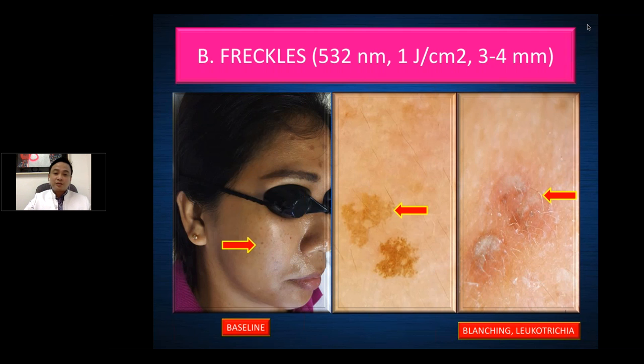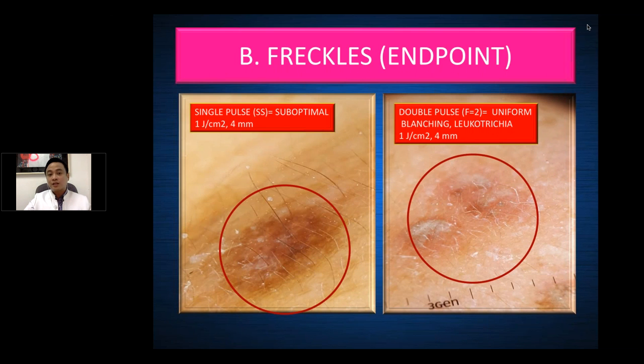However, in my practice, I sometimes use dermoscopy to check the uniformity of blanching. Take this case, for example, in the same patient. When I use a single pulse, that means a single shot, there is only suboptimal or incomplete blanching at 1 joule per centimeter squared, using a spot size of 4 millimeters. However, if I do a double pulse, so that's 2 hertz, we achieve a uniform blanching and leukotrichia using the same parameters. So I expect a better clearance of the pigmented lesions.